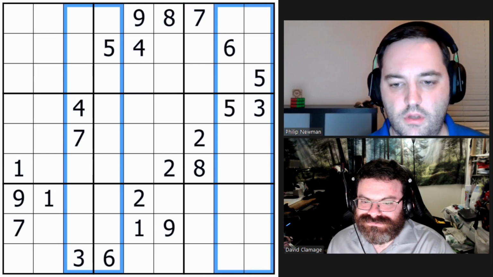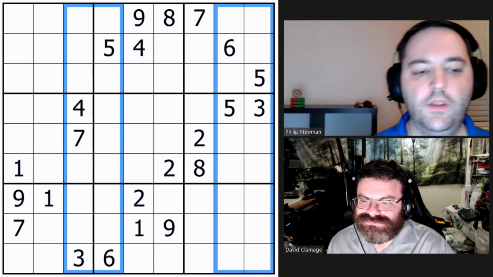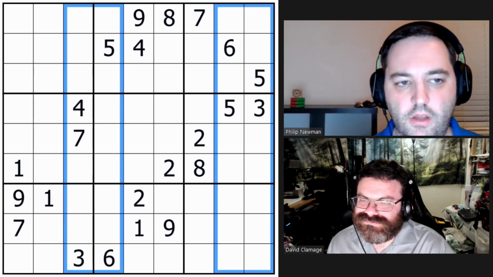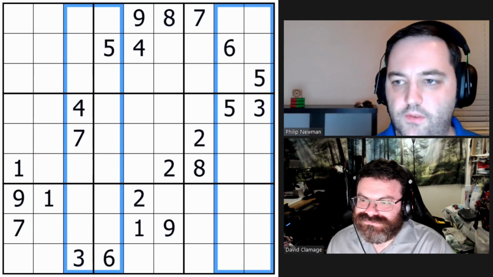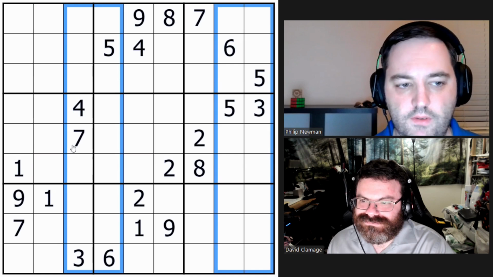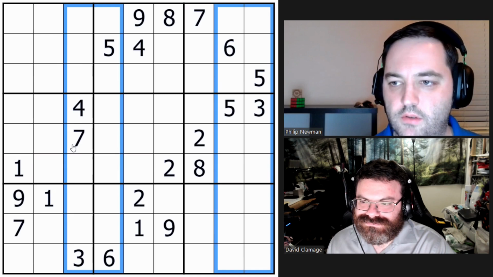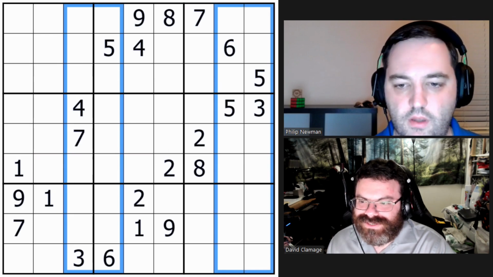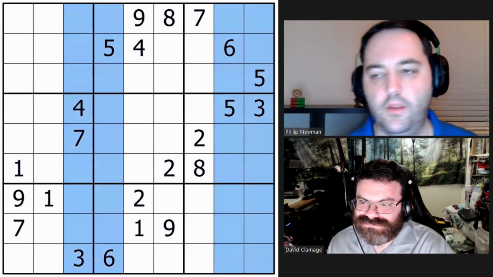Okay. And the reason I'm going to look at those columns is those columns contain a lot of the digits 3, 4, 5, and 6, and not a lot of the other digits. There is a 7 in column 3, but otherwise there's no 1s, 2s, 9s, 8s, 7s. Just that one. Okay. I'm going to highlight those in blue.